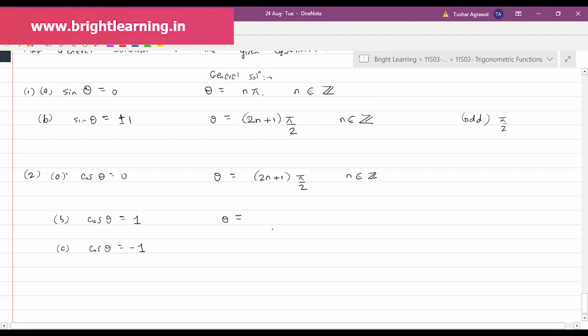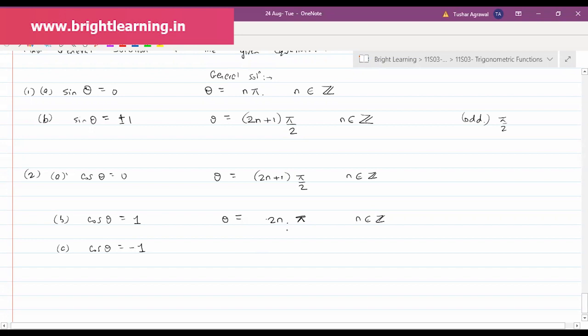Cos theta is equal to 1. Where do I want that value? I want that value on the positive x-axis. So positive x-axis means it will be even times pi. Even times pi means 2n. How do you write an even number? You write 2n, an even number, and then pi.